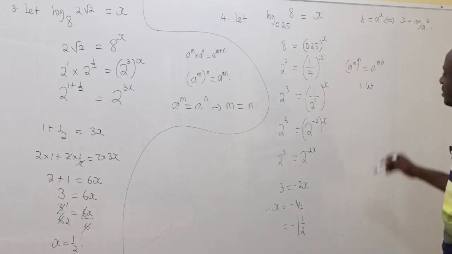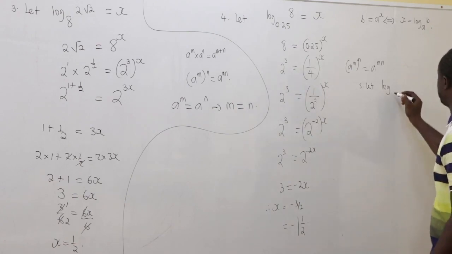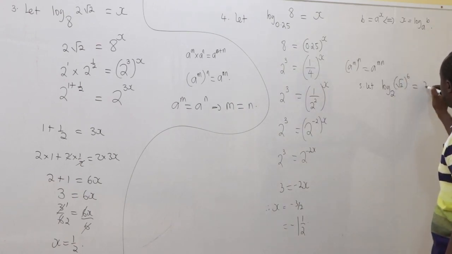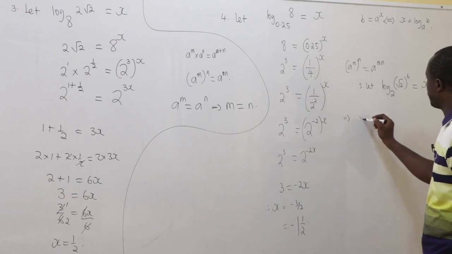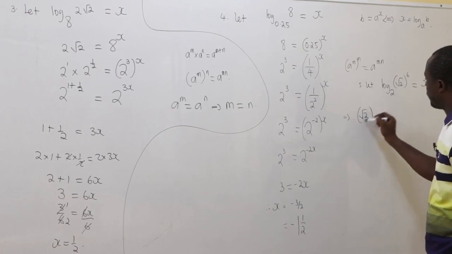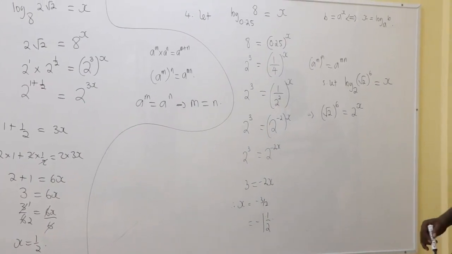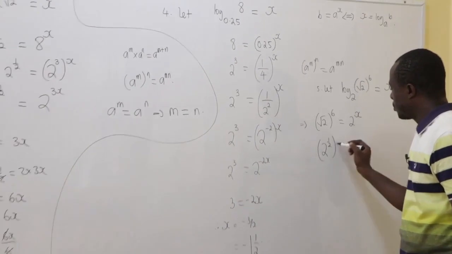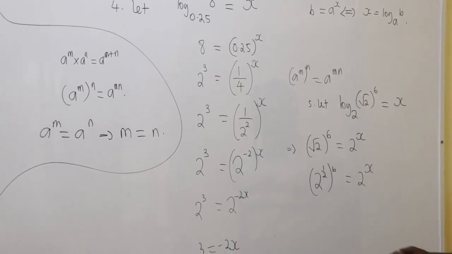So we can see that we have log of 2 root 2 all to the power 6. We say this should just be equal to x. So from our definition, clearly this is the same as what? Root 2 to the power 6 equal to 2 to the power x. Now this is the same as 2 to the power 1 over 2, all to the power 6, equal to 2 to the power x. Now what do we know?